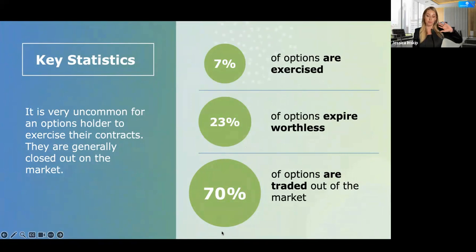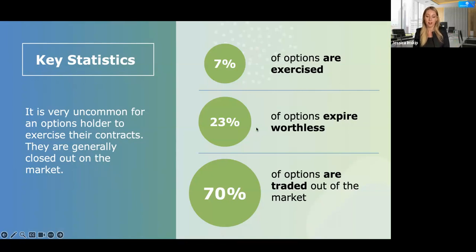Meaning you just buy to open, sell to close, or you sell to open and you buy to close. You do not submit those exercise instructions because normally you can buy to close them or close out those options for at least intrinsic value on the day of expiration. Lots of nuances there, especially if they're out of the money, then they're difficult to close. But the point is, exercising isn't a common practice.